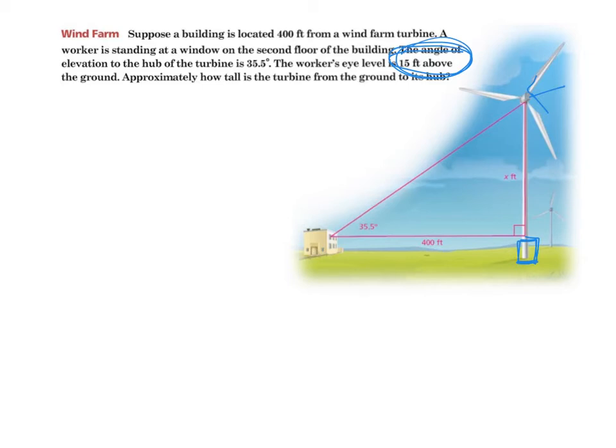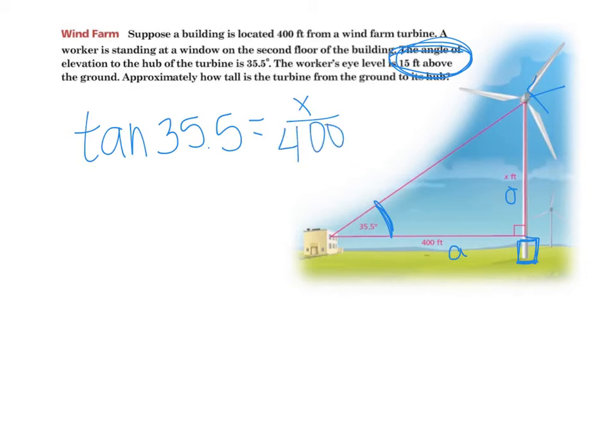So in this question, what we would need to do is first determine that our angle of elevation is right here. We are given opposite and adjacent, so we're doing what we've been doing, SOHCAHTOA. This is going to be tangent. So tangent of our angle 35.5 is equal to opposite x over adjacent 400. The next step is to multiply both sides by 400. So we end up getting 400 times tangent of 35.5.